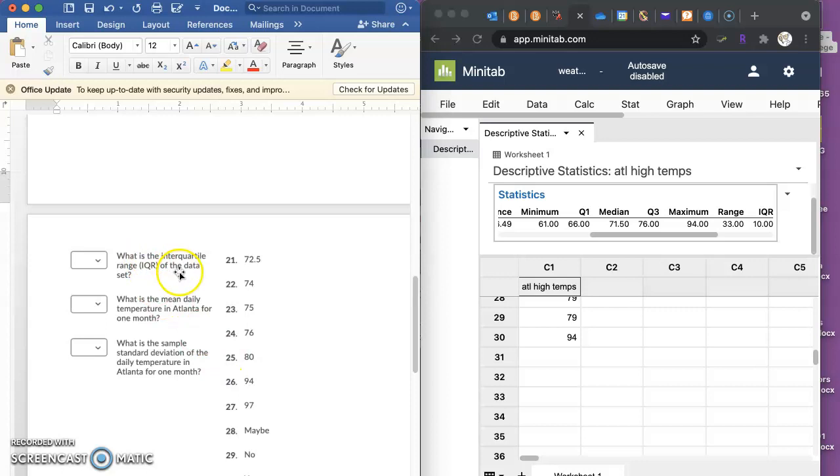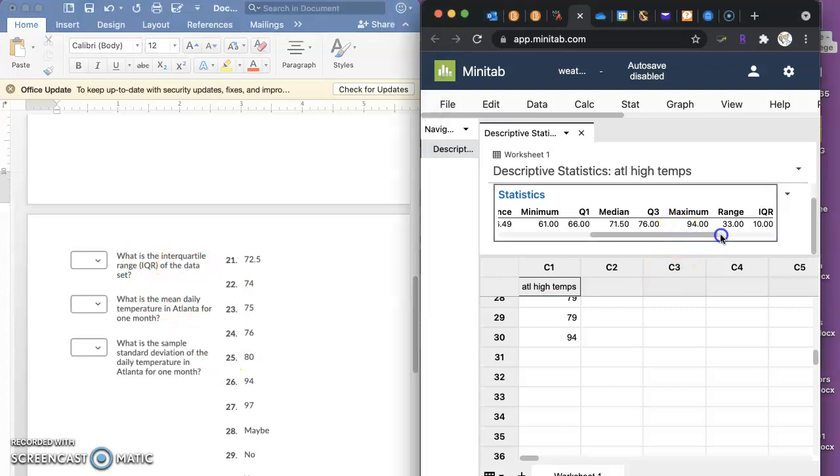Okay, what is the interquartile range? So if you'll come here, interquartile range is 10. The interquartile range is found by taking quartile 3 minus quartile 1. 76 minus 66 is 10. So that kind of gives you an idea of where the interquartile range is, kind of the whole middle spot.